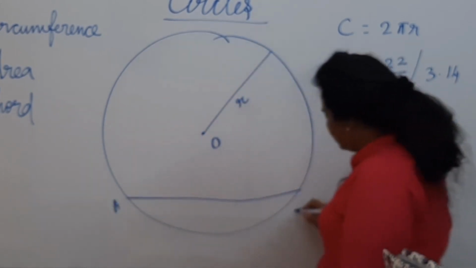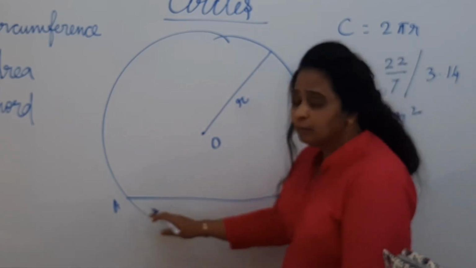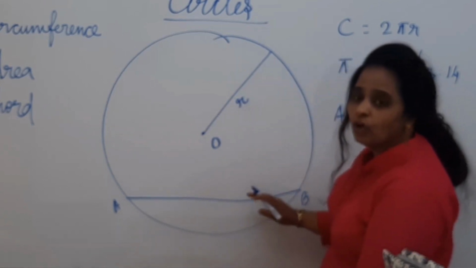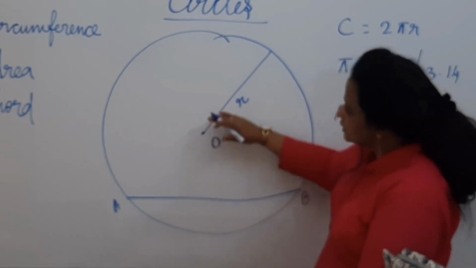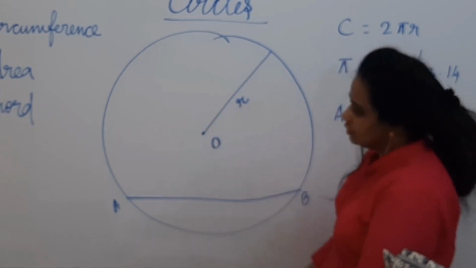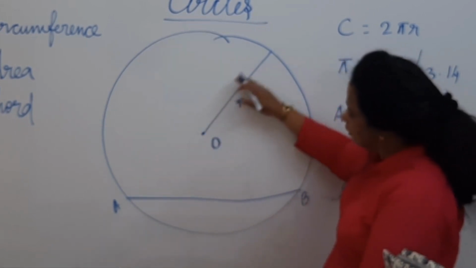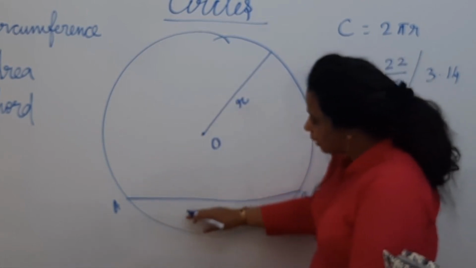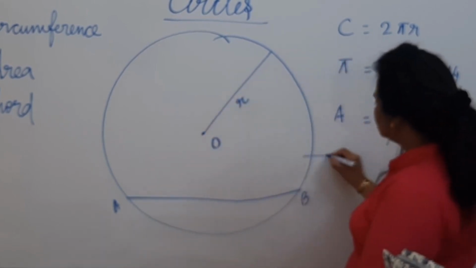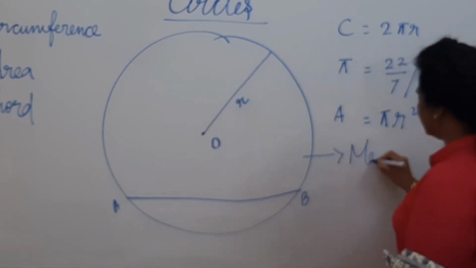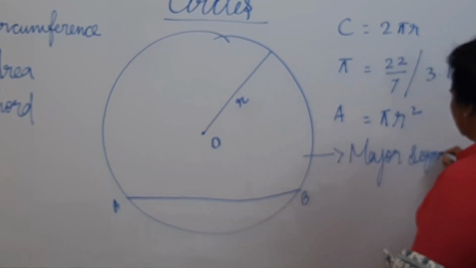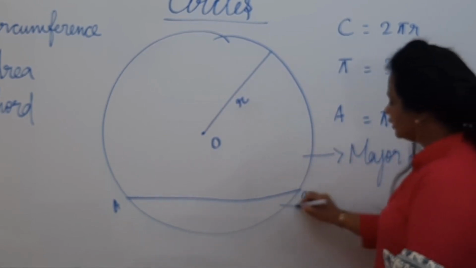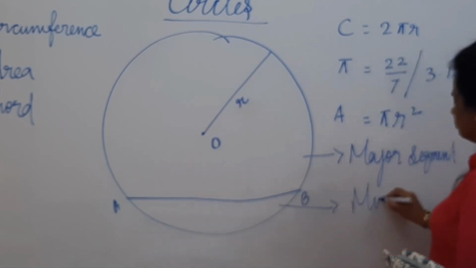AB is a chord where A and B are the end points of this chord AB. This chord divides the circle into two parts. One is the bigger part and the other one is the smaller part. The bigger part is called the major segment and the smaller part is called the minor segment.